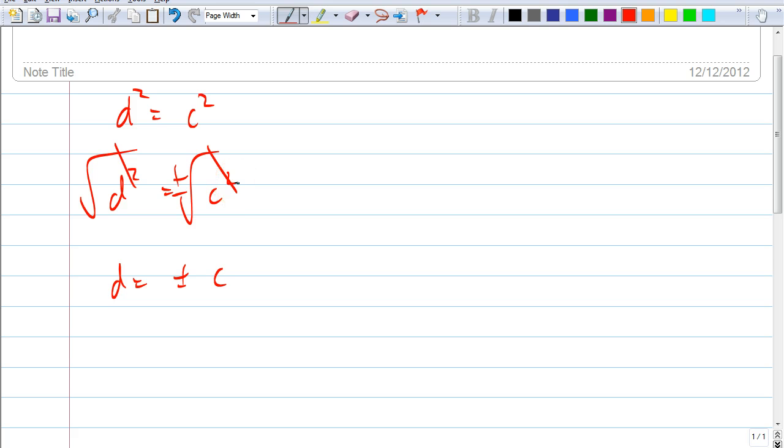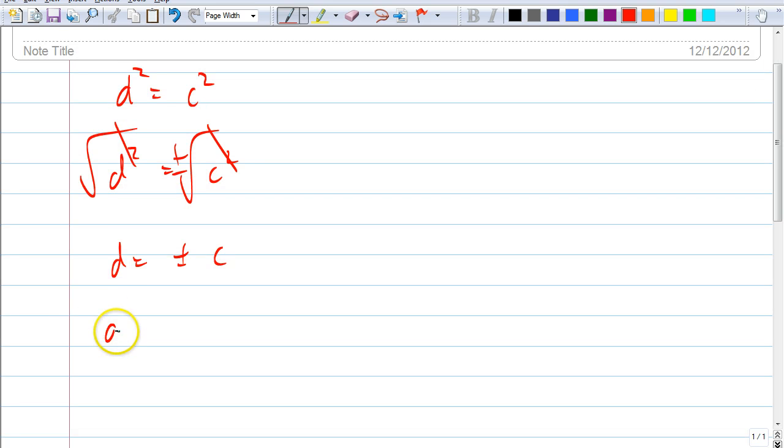Remember, square root and the squares cancel out. So we get D is equal to negative C, or D could equal C. Turns out we could actually get rid of this one. Why is it that we could get rid of D equals negative C? Hold on. How about Pomon? What do you think?